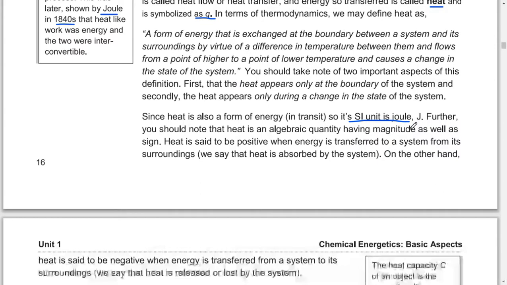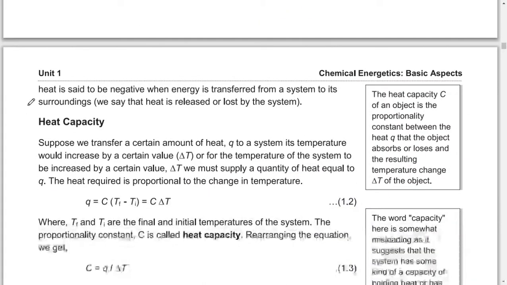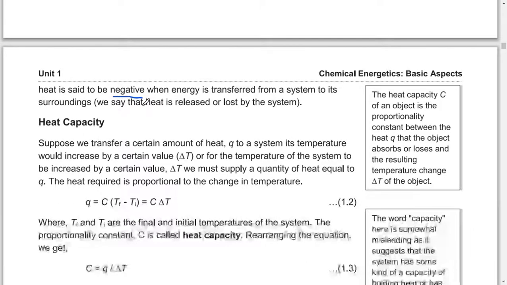when energy is transferred to a system from its surroundings; we say that the heat is absorbed by the system. On the other hand, heat is said to be negative when the energy is transferred from a system to its surroundings. We say that heat is released or lost by the system.